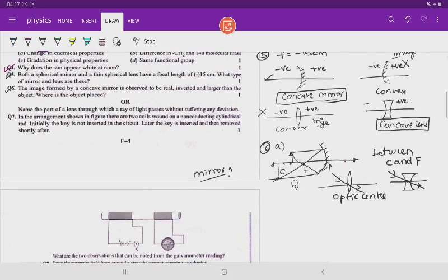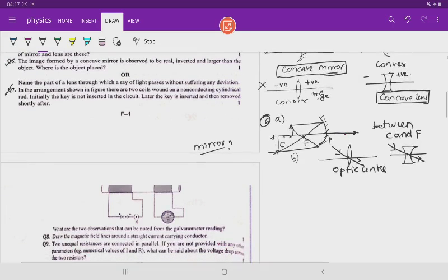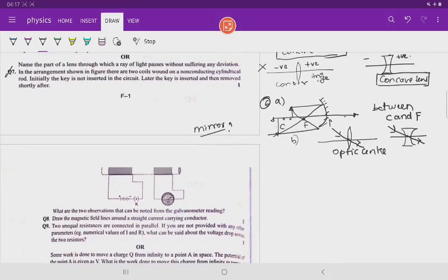So question number 7 is a physics question again. In the arrangement shown in the figure, there are two coils wound on a non-conducting cylindrical rod. Initially, the key is not inserted in the circuit. Later, the key is inserted and then removed shortly after. What are the observations that you can note from the galvanometer?